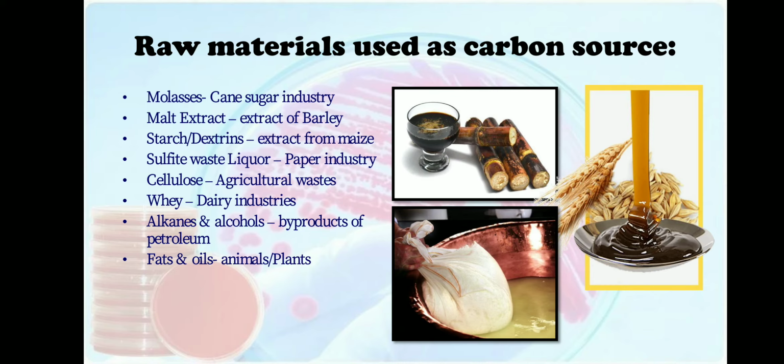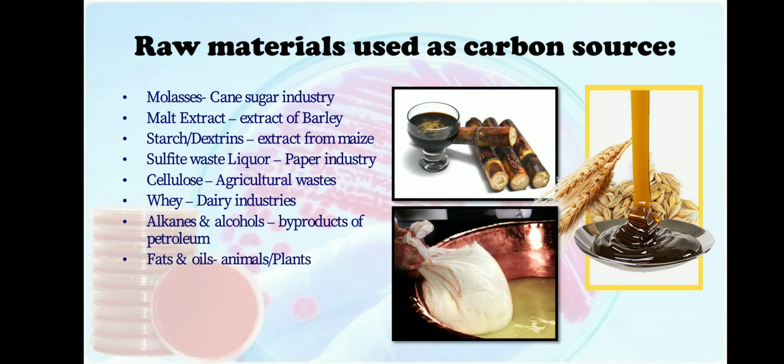Then we use malt extract. The malt extract is the concentrated aqueous extract from the malted barley. During beer production especially, we go for malting of barley. So malt extract can be used as a carbon source. Malt extract is usually used in beer production.